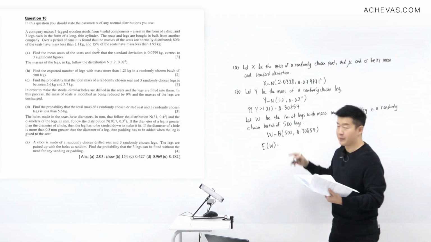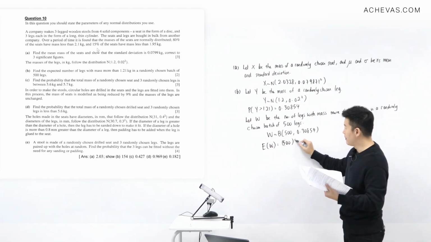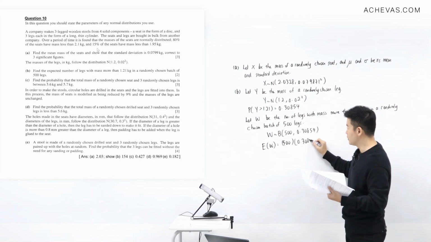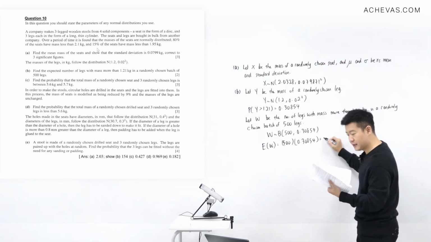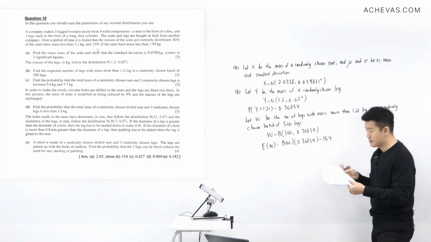And what the question wants is the expectation of W. So the expectation of a binomial distribution will be n times p. It is going to be 500 multiplied by 0.30854, and this is equal to 154. Next, C.